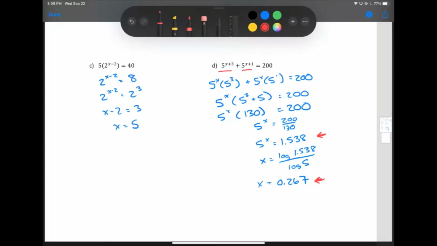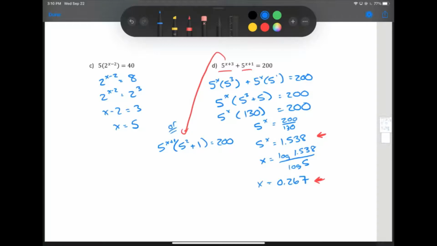So now I'm just going to point out really quickly the other way I could have done it, and I won't bother finishing it the other way because it's essentially the same method. I could have noticed that both of those have a 5 to the x plus 1 in them and just factored out 5 to the x plus 1. And that would leave me with 5 squared plus 1 equals 200. Then divide both sides by 26, solve for x plus 1, and your answer would be 1.267, subtract the 1 from both sides.